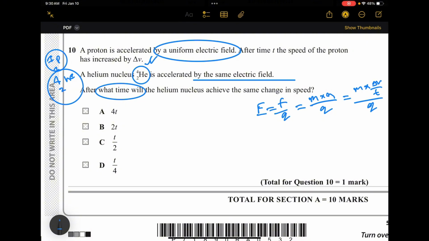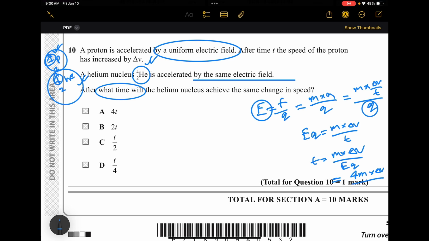Now if we multiply this E with this charge, then it becomes EQ is equal to m into del V divided by the time. Now if we make T the subject, it becomes m into del V divided by EQ. Now we know for the helium, it has 4 times more mass. So we can say 4m into del V divided by E into the charge, as it has 2 times more protons, so we can say it has 2 times more charge.